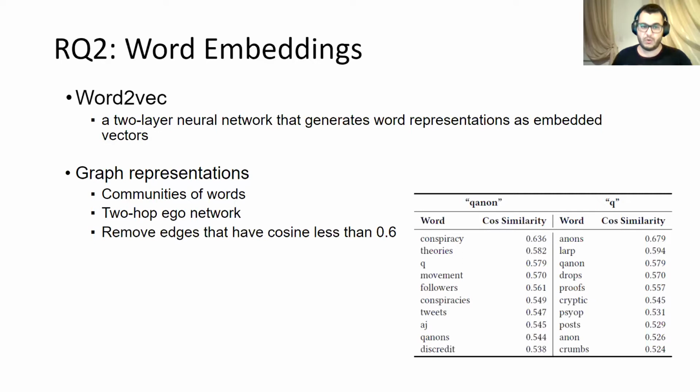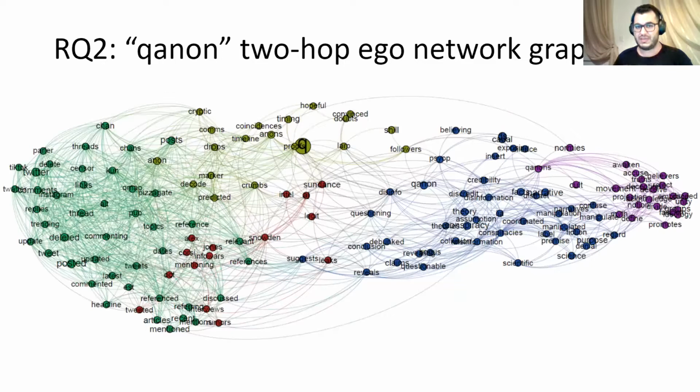starting from certain words. For visualization purposes, we remove edges that have cosine similarity less than 0.6. And this is what we came up with. This is the ego network that starts from QAnon. So we see QAnon there.